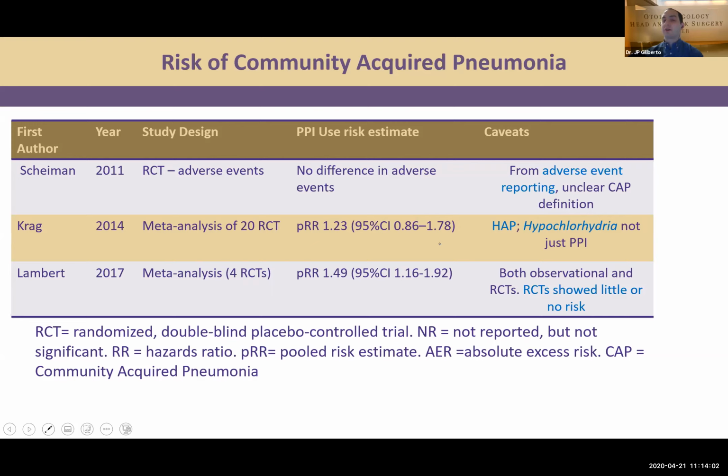But it's important to understand that this argues against the mechanism, not just PPIs themselves, because both H2 blockers and PPIs were used for this study. And there is a meta-analysis of about 20 studies, including some randomized controlled trials, that showed little or no risk, even if it did exist.